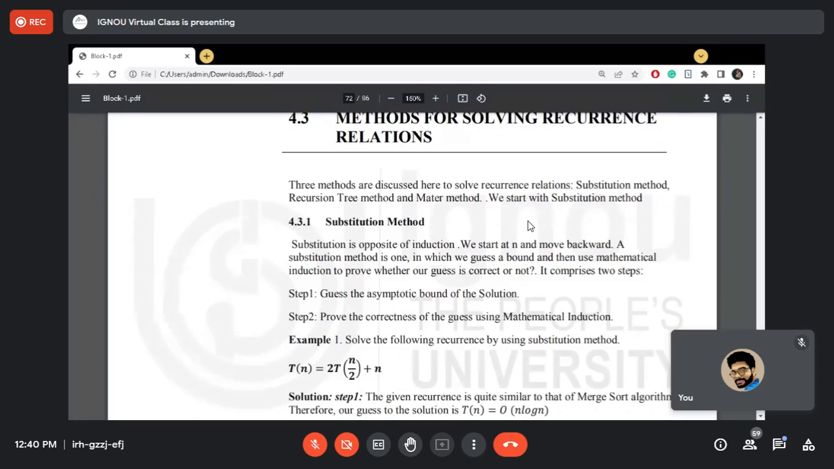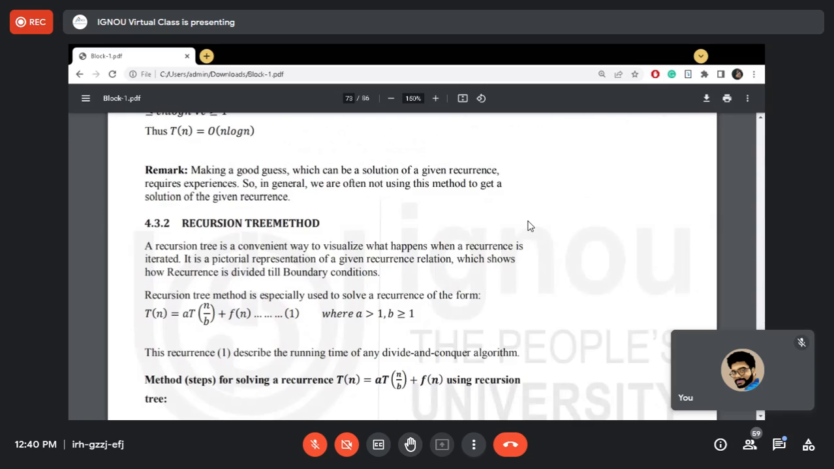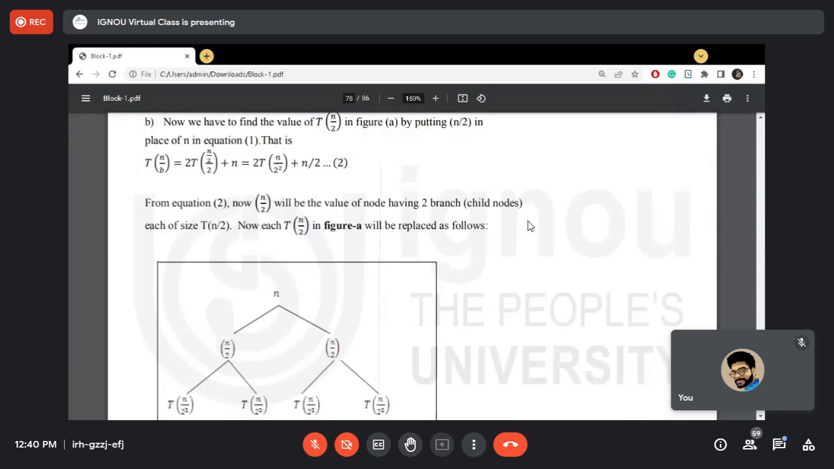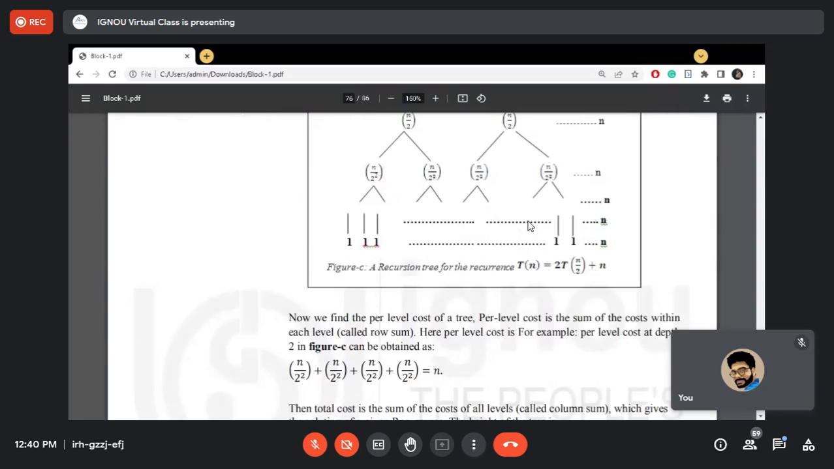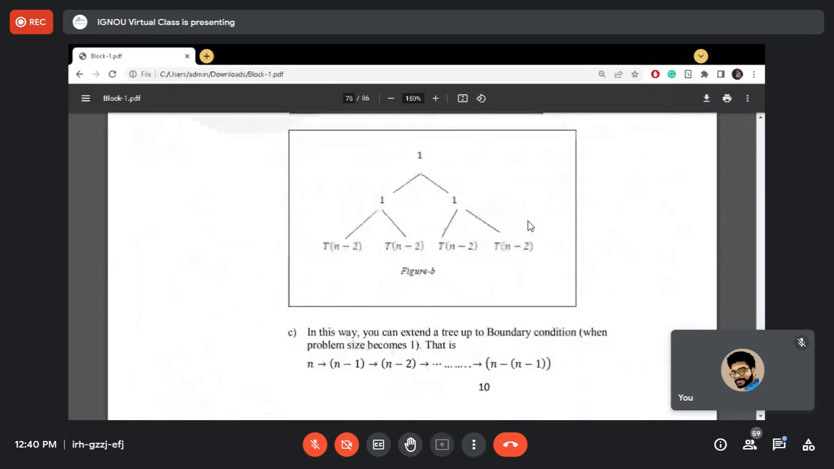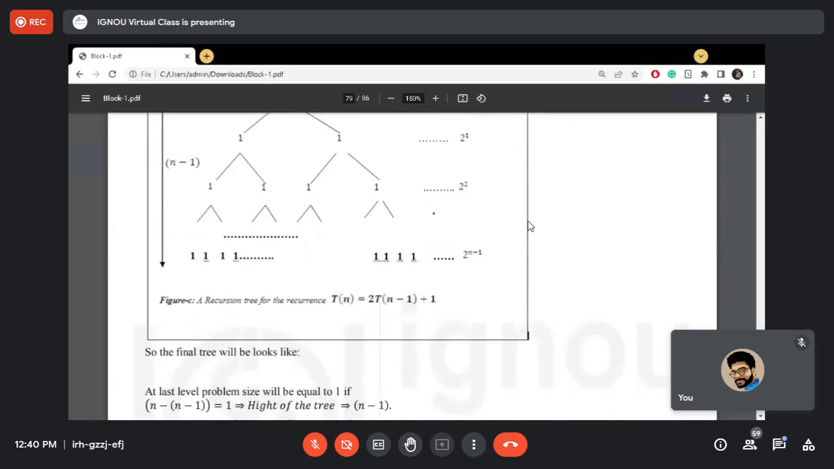I'm not going to start in increasing order. The first in your book is the substitution method, the second is the tree method, and the third is the master method. I'm not going to explain from top to bottom. I'm going to explain from bottom to top. That means I pick the last one, the master method, first.